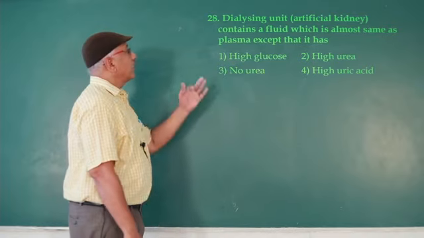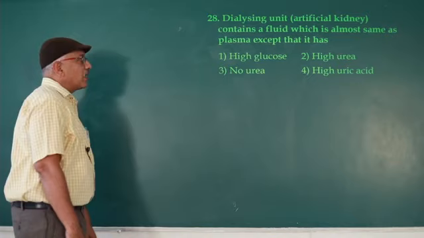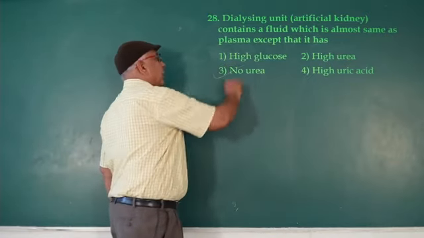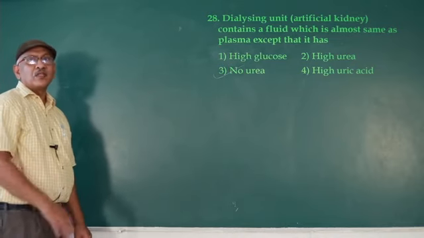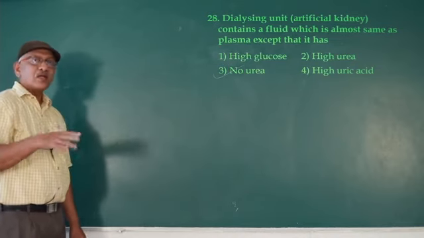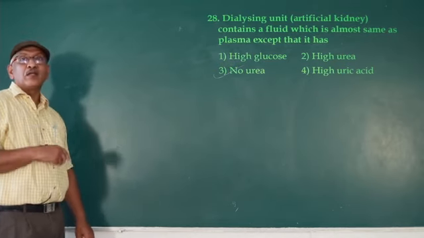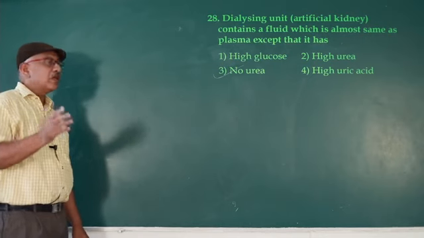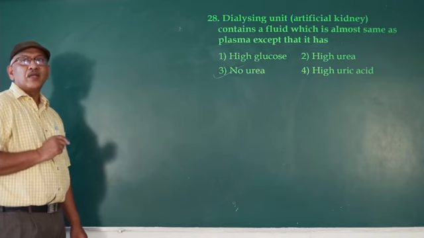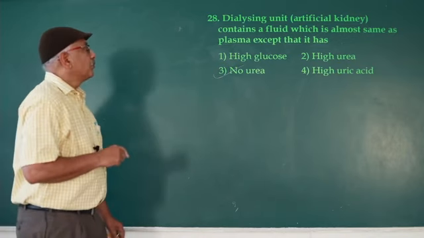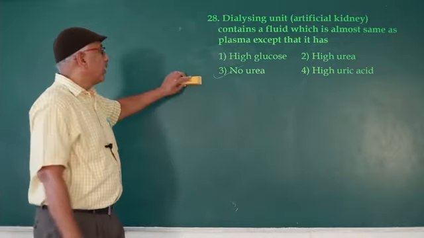The dialyzing unit of an artificial kidney contains a fluid which is almost the same as plasma except that it has no urea. Urea is not a composition of the dialyzing fluid. Due to oxidation of digested food, nitrogenous waste, particularly protein, urea is formed. The formed urea enters into the blood. That's why in a dialyzing solution, no urea.